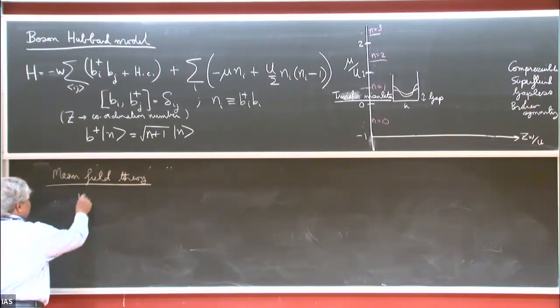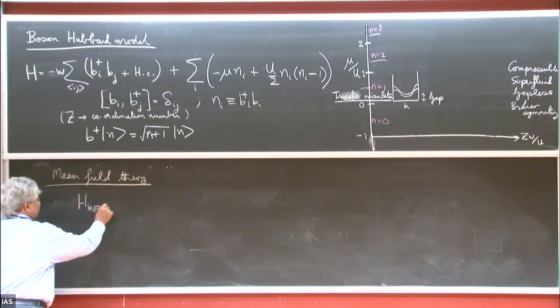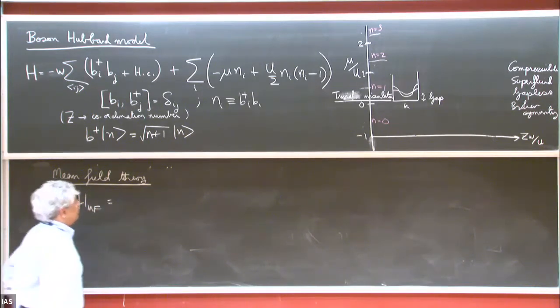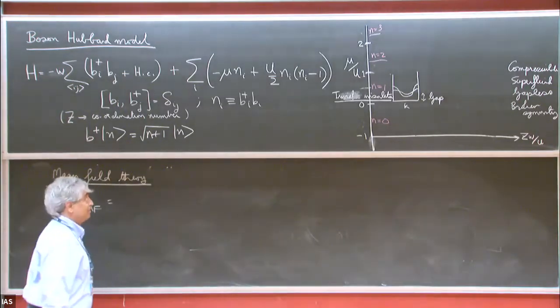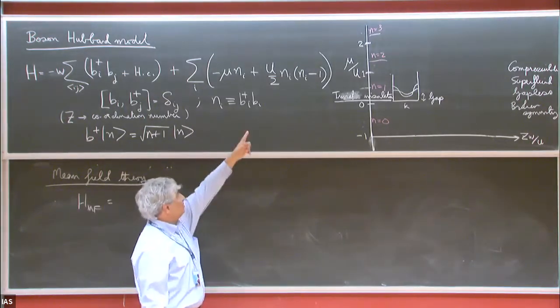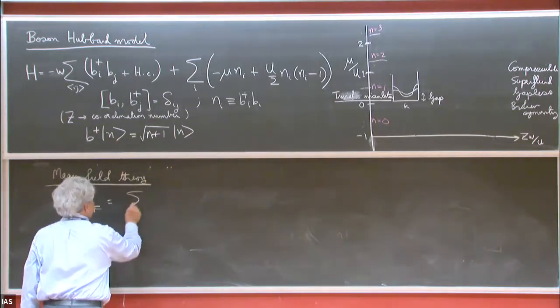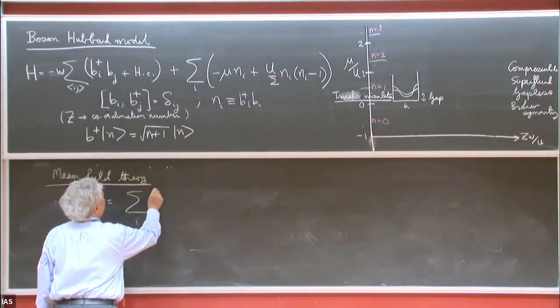So we guess a Hamiltonian, which is called H mean field. And what we're going to do is we want to be near the Mott insulator. We want our theory to recognize the existence of Mott insulators. So we're not going to perturb the second term there. So it's going to have exactly the same second term.